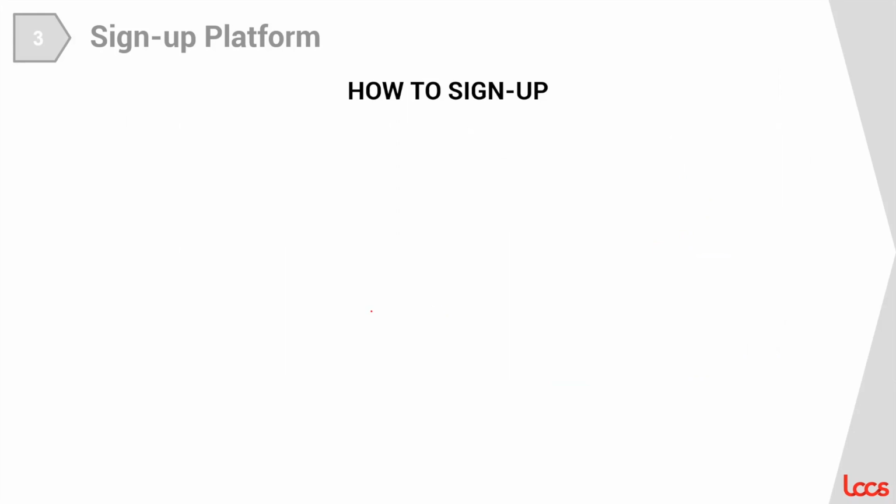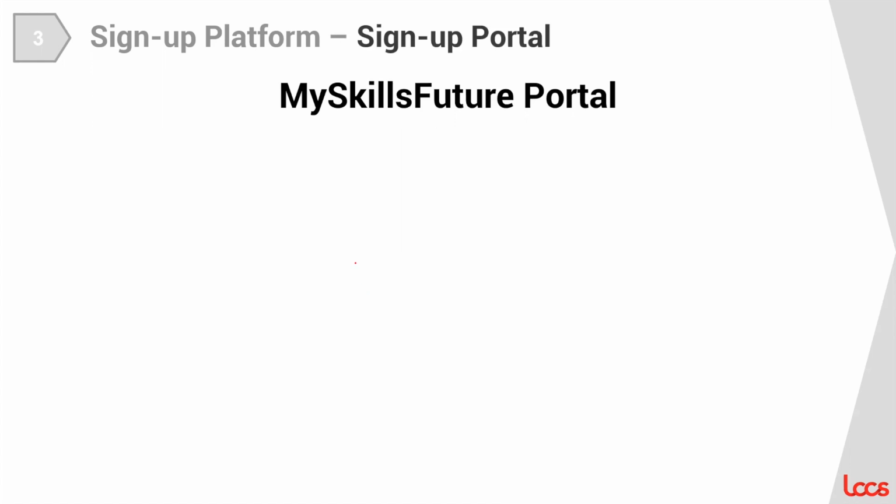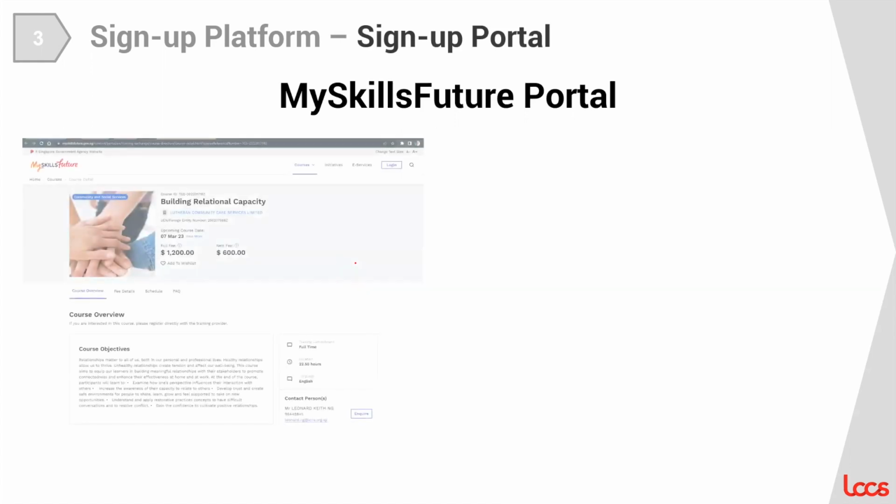So for LCCS, I'm going to show you how we're going to sign up. We have our WSQ courses as well, and there are two ways that you can sign up. One is through the portal, which is the training management system. The other one, if you are doing a large group sign-up, is to fill in an Excel file, which we will give to you, and you can email it back to us, and we will sign up on the back end for you. So just very quickly, I'm going to take you through what it looks like on the sign-up portal for LCCS.